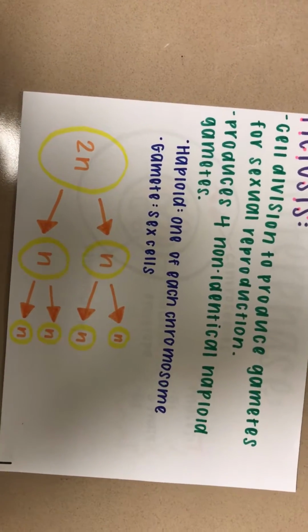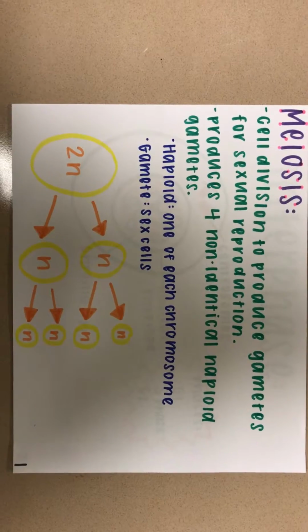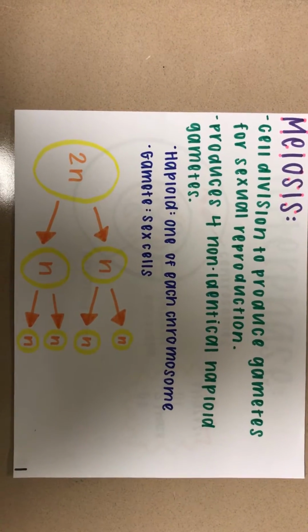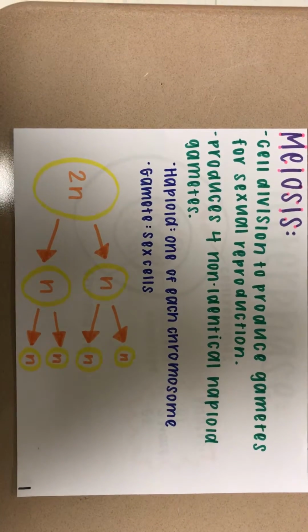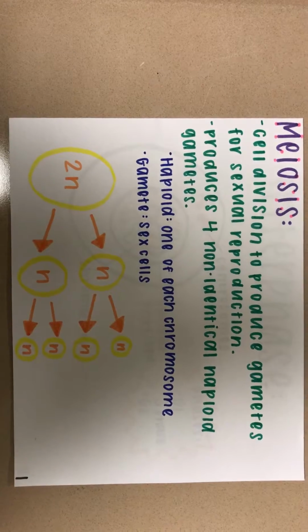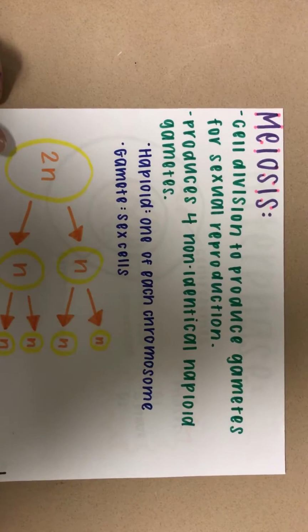Meiosis is the cell division to produce gametes for sexual reproduction. At the end of meiosis, 4 non-identical haploid gametes, or sex cells, are produced. It is important to note that haploid cells contain only one full set of 23 chromosomes, while diploid cells have 2 full sets of 46. The process occurs in the ovaries or testes, depending on whether the organism is female or male.